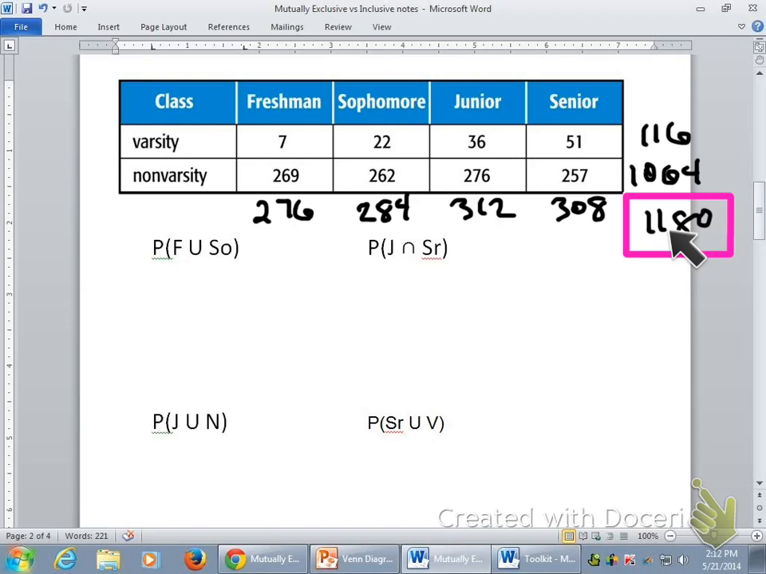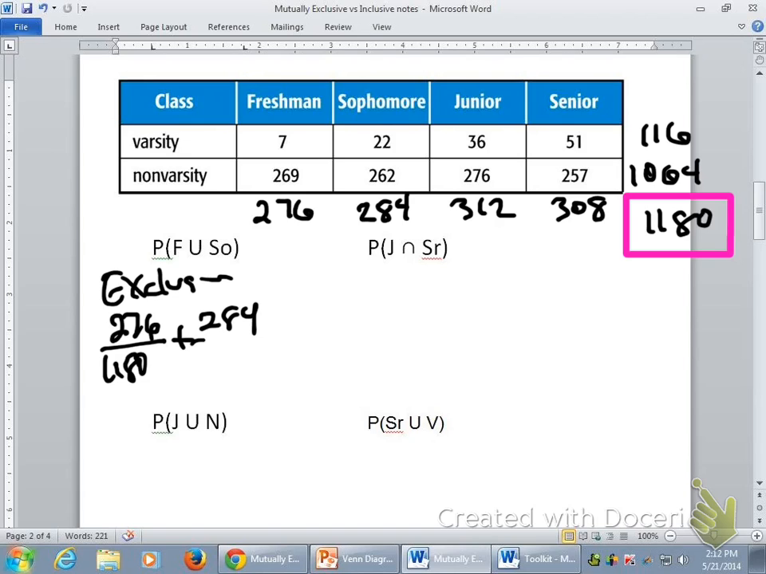All right, so we went ahead and totaled up all of our columns and all of our rows and the total, just in case we needed that information. Now let's look at this. It says the probability that I'm a freshman or a sophomore. Think about that. Is that mutually inclusive or exclusive? That's exclusive. You cannot be a freshman and a sophomore at the same time. So this is mutually exclusive. So if it's exclusive, I need to do the freshman, which is 276 out of 1180, plus the sophomores, which was 284 out of 1180.